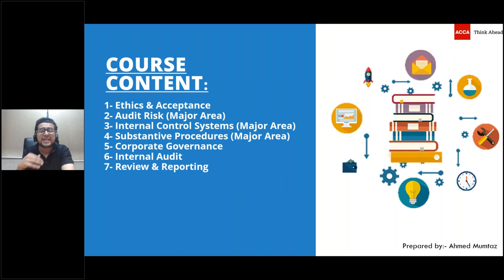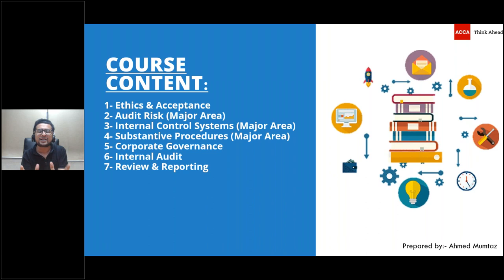Once I accept a client, I need to understand something about corporate governance and something about internal audit. Those are topics number 2 and 3 of the syllabus, corporate governance and internal audit. If the company is ensuring corporate governance and has an internal audit department, that lowers my burden. So it's corporate governance and internal audit after ethics and acceptance. These are the first three topics of the syllabus.